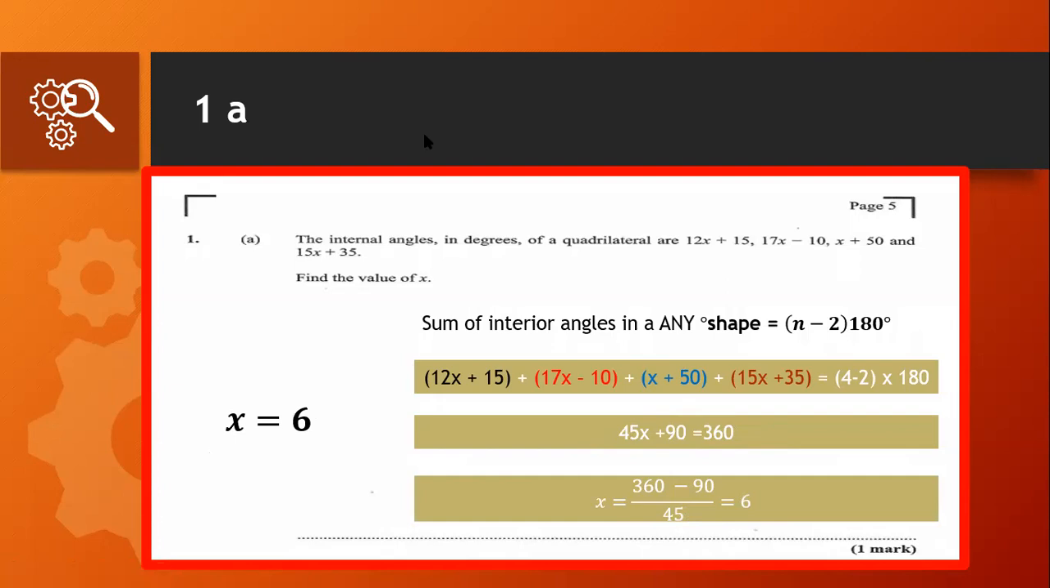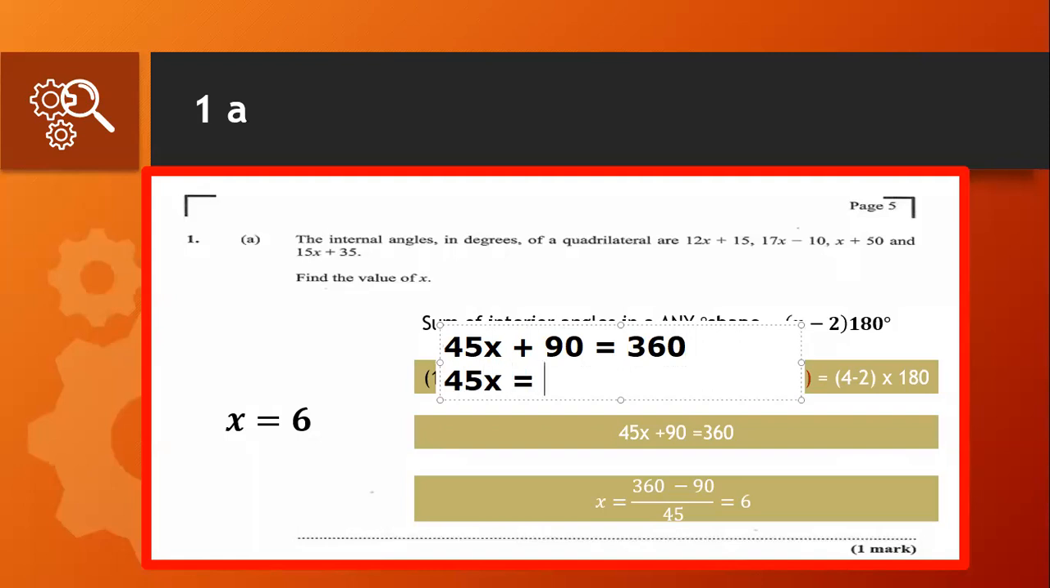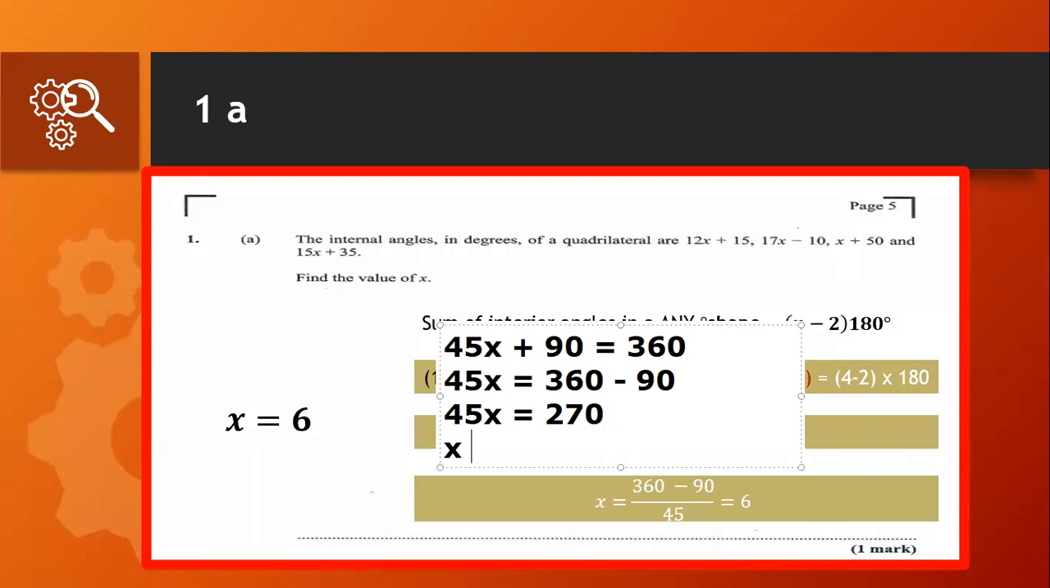Okay, so the alternative method is not necessarily alternative, but we can even speed it up a bit more if we say 45x plus 90 is equal to 360. Then 45x is equal to 360 minus 90. Then 45x is equal to, what's 360 take away 90? That will give me 270. Then x is equal to 270 divided by 45, which is 6.